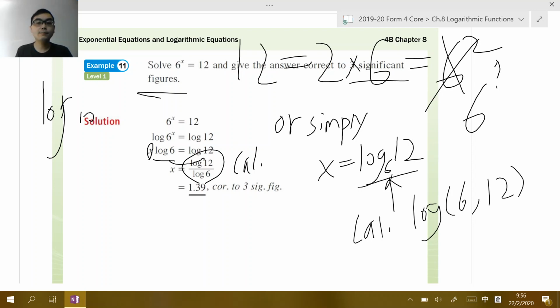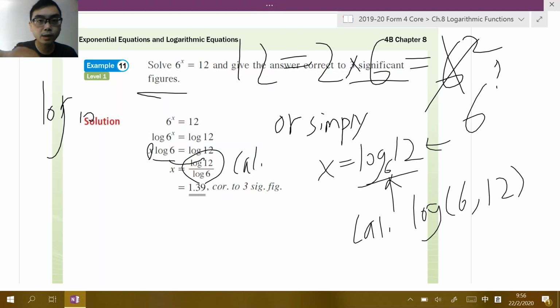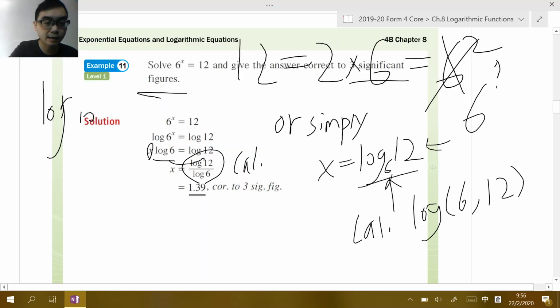So do remember that because the calculator can help you find this already, you can actually show only this step and then give me the answer in DSC. Okay, so it's no problem. And now we take a look at the other harder example.